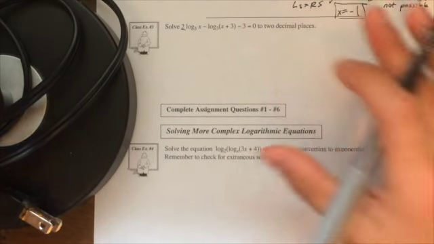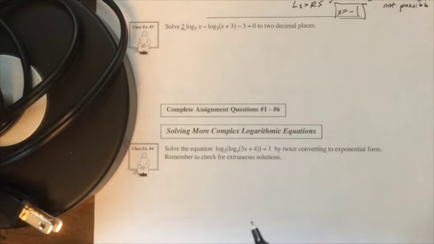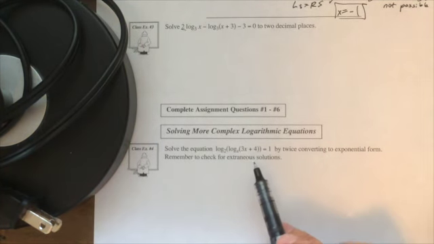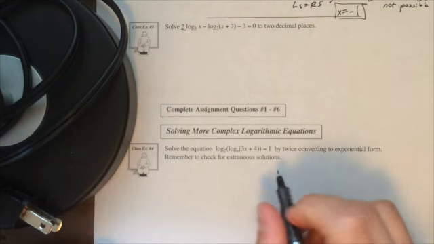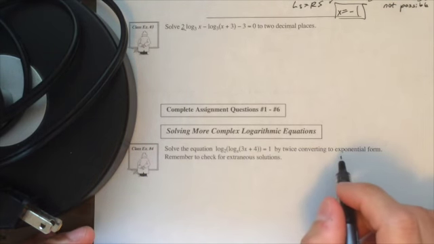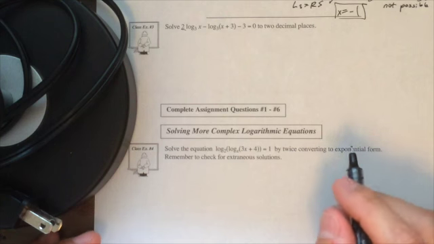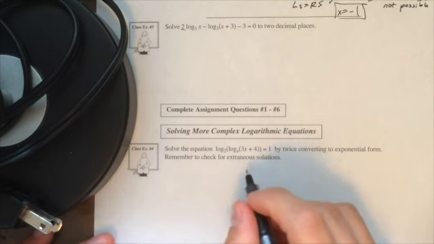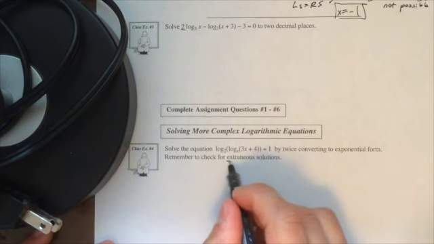All right, let's look at this next problem. Solve the equation log 2 of log x of 3x plus 4 is equal to 1. And by doing that, we need to convert it to exponential form twice. And it's reminding us to check for extraneous solutions, and so hint, hint, there's probably going to be one.